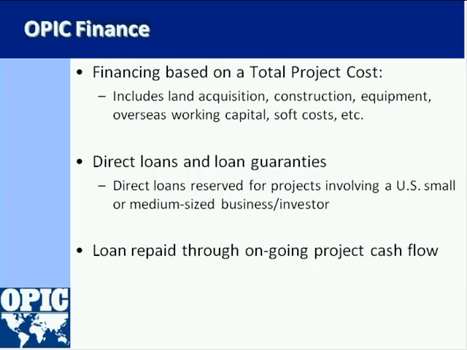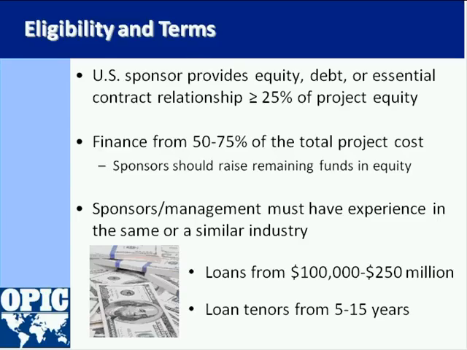For U.S. small businesses, we have the authority to do a direct loan. So what that means is you do not need to go out and find a U.S. bank to lend you the money on which we would guarantee. You can apply to us directly. So that's certainly a time saver. We would be repaid through the ongoing project cash flow. So as you implement the project and you begin generating a revenue stream, we will be paid back over that time period.